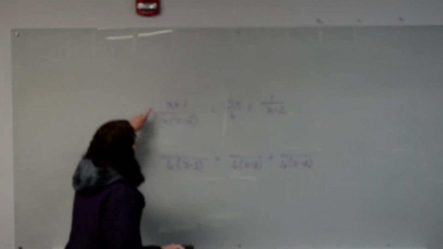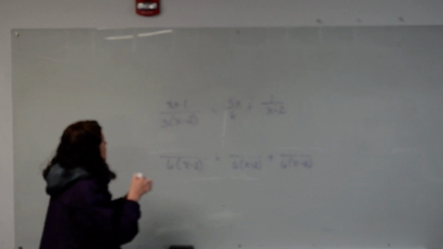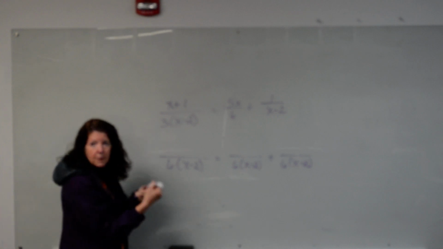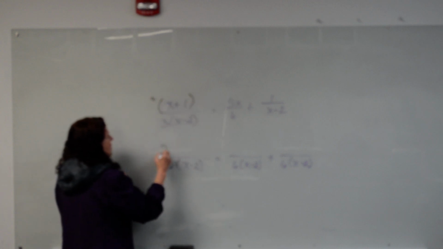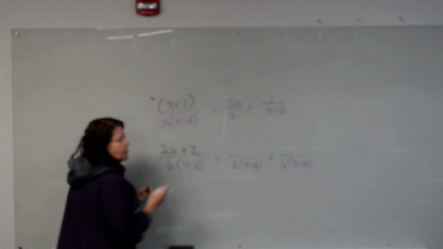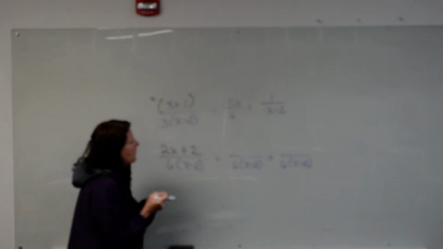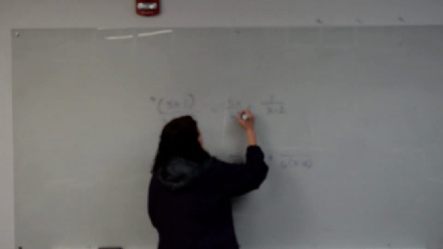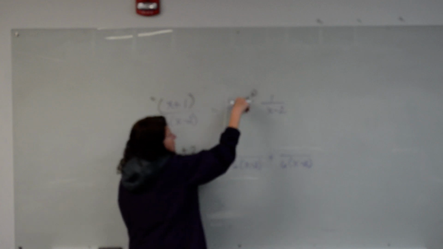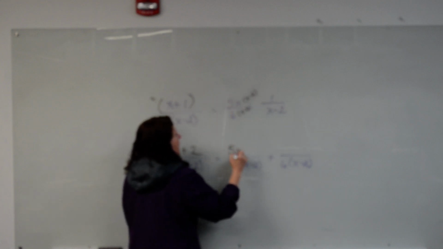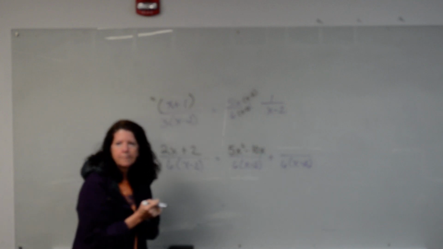So what would I have to multiply this one by to get 6 times x minus 2? 2. Okay, do you understand that? Because if I multiply the bottom by 2, that would give me the 6. So I want to multiply that by 2, so I get a 2x plus 2 right there. Okay, you with me? What about this one? What does it need? Next one's x minus 2. So then I do distributive property. That's going to give me a 5x squared minus a 10x, right?